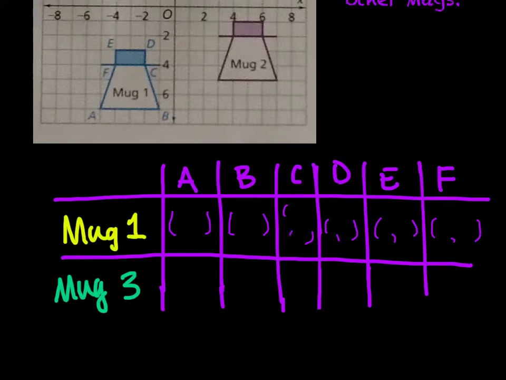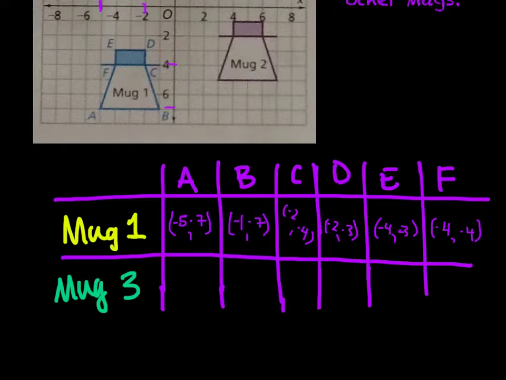So, the coordinate pair for A, it looks like we are going over -5 and down 7. So A is (-5, -7). Our coordinate point for B is (-1, -7). C is (-2, -4). D is (-2, -3). E is (-4, -3). And F is (-4, -4). So those are our different points.